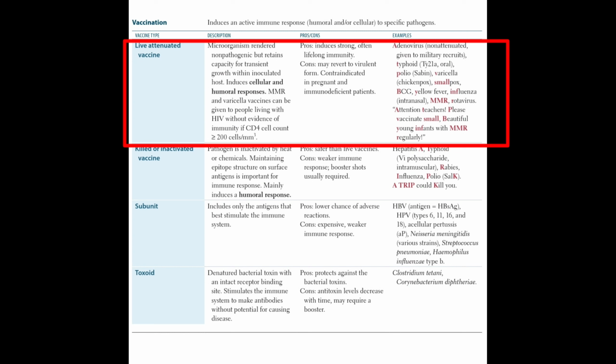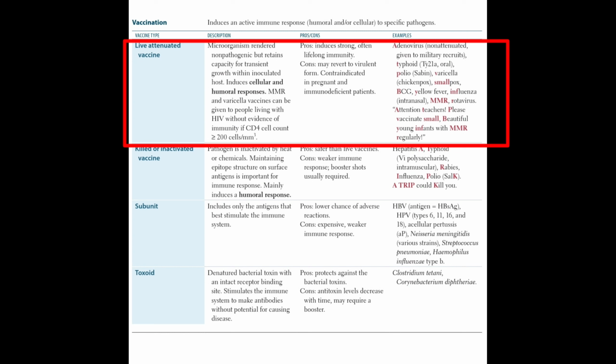Now let us talk about the pros and cons of the live attenuated vaccine. The pro of the live attenuated vaccine is that it induces strong, often lifelong immunity, but the con is that it may revert to the virulent form. So it is often contraindicated in pregnancy and in immunodeficiency. In immunodeficient conditions, like when the person is taking corticosteroids or has an immunodeficient condition like HIV, or is on chemotherapy, precautions should be taken before injecting the live attenuated vaccine.